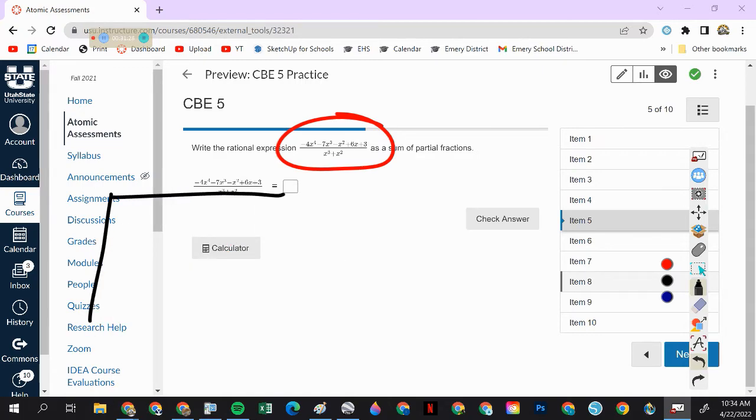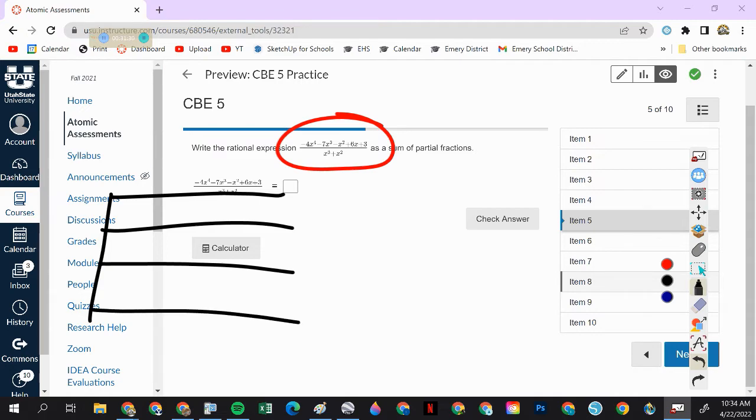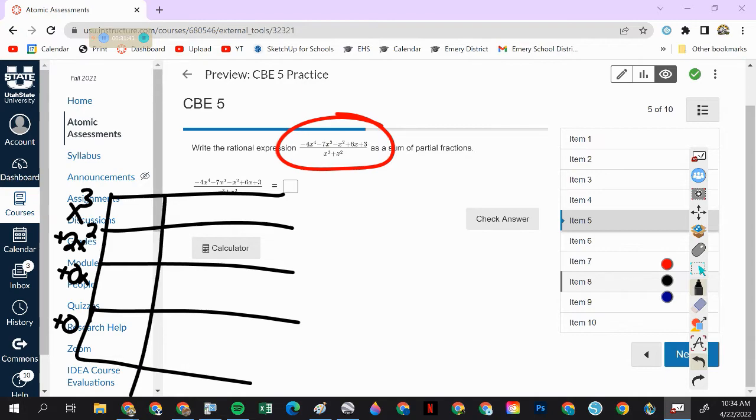So I draw the box. X to the third plus 2x squared plus 0x plus 0. Okay. I stick in negative. What? Because I don't know what I'm doing.